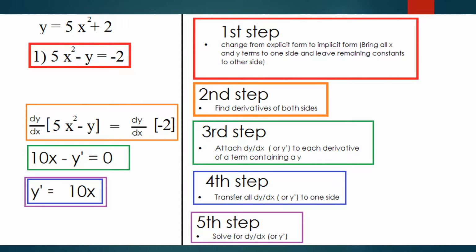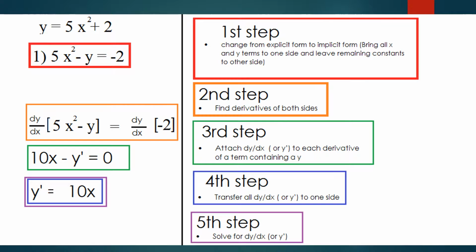In this diagram, I have a step-by-step method for finding the implicit derivative. You get y is equal to 5x squared plus 2 as your equation, and it's in explicit form, so you want to make it into implicit form by arranging all the x and y terms on one side and the constants on the other, which is exactly what we did. So you get 5x squared minus y is equal to negative 2.